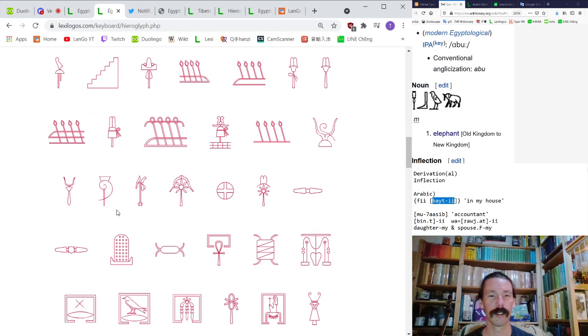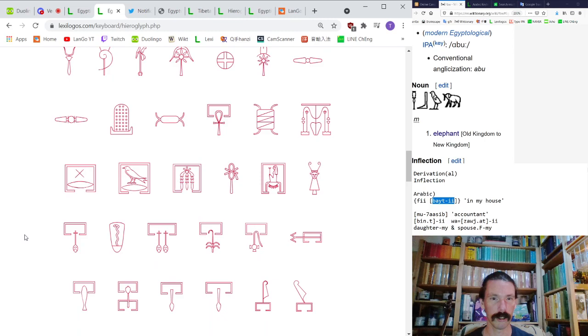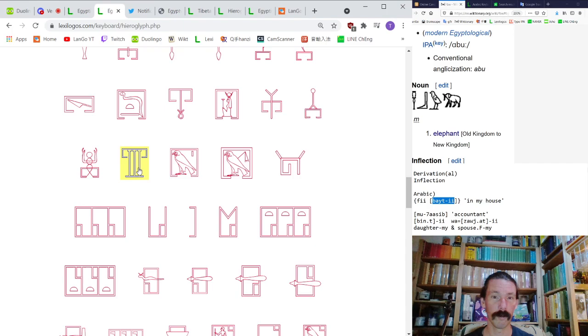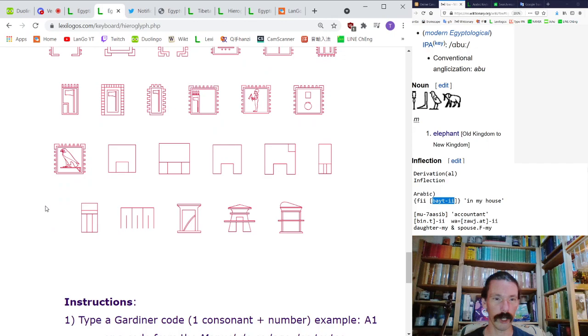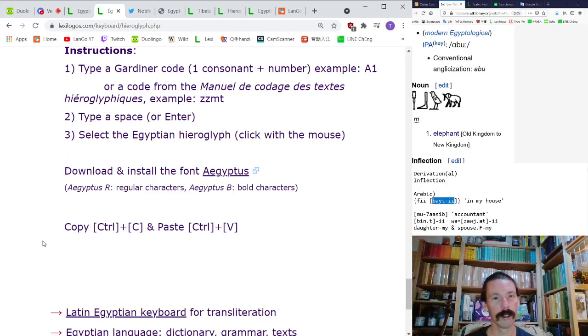I envy the people who got to work on this project. Looks like a lot of fun. And so this makes it really accessible, which is a real challenge when you start studying Egyptian. How do you get and produce these characters? Here, at least you can manipulate them electronically, which is a good start. Download and install the font Egyptus.